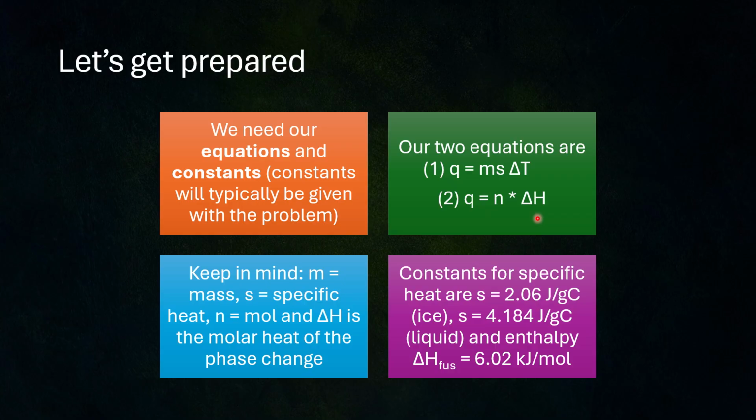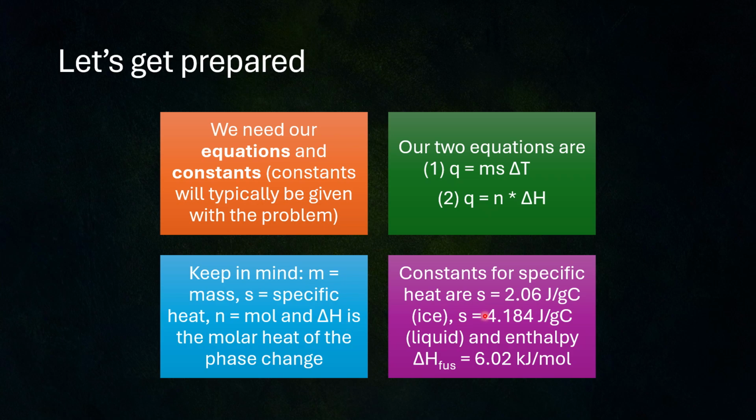Let's review what all the variables are in these two equations. M is mass. S is what we call the specific heat, sometimes written as a lowercase c. You'll see it both ways. N in the second equation is the number of moles. And then delta H, again, is the molar heat of the phase change.